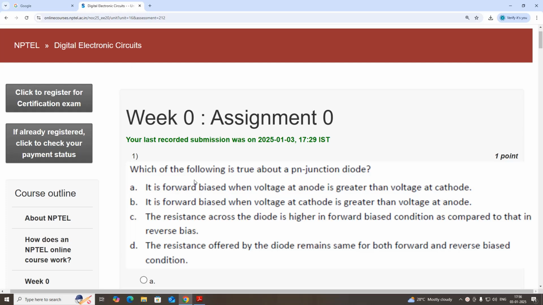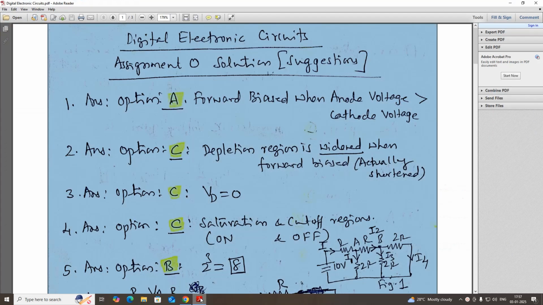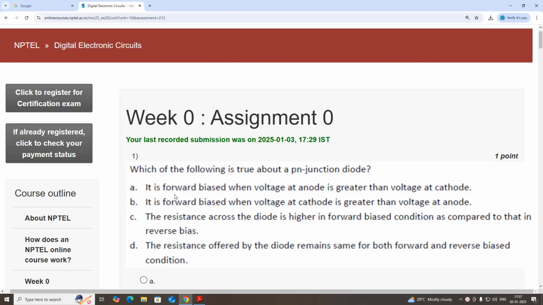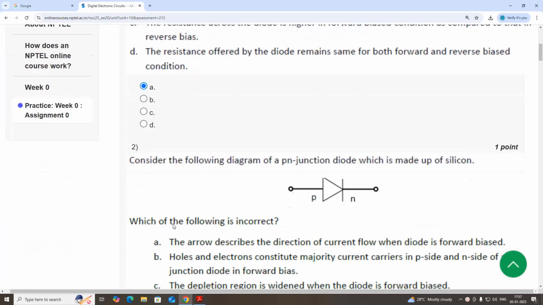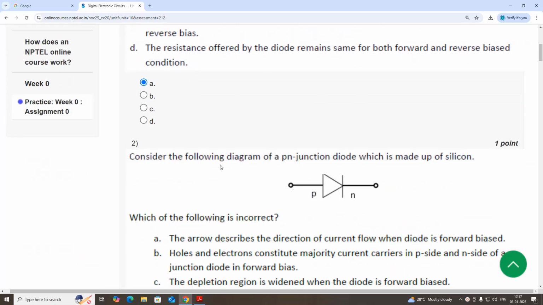First question, which of the following is true about a PN junction diode? Option A, it is forward bias when voltage at anode is greater than voltage at cathode. Option A. Second question, consider the following diagram of a PN junction diode which is made up of silicon.